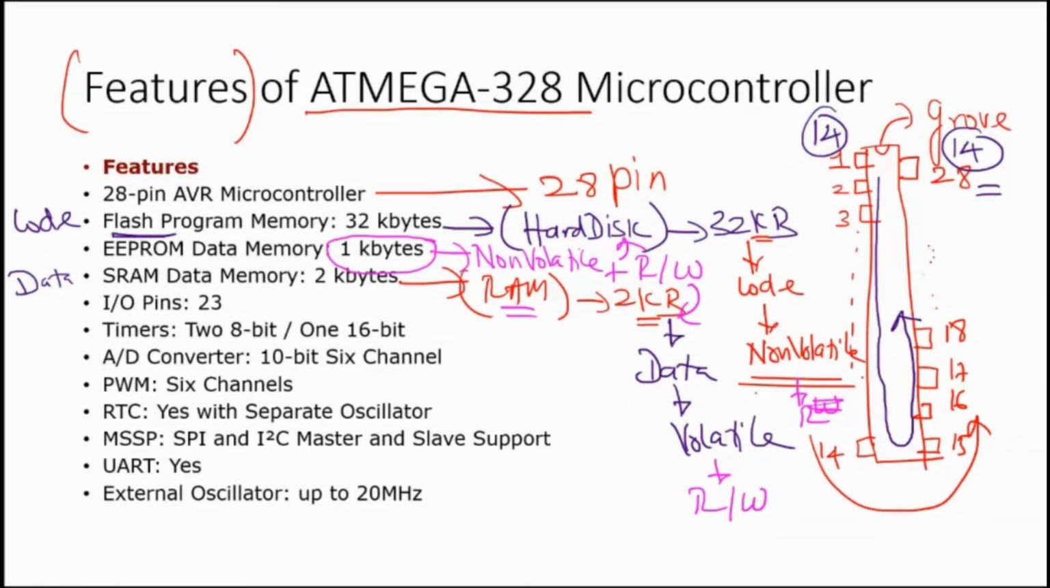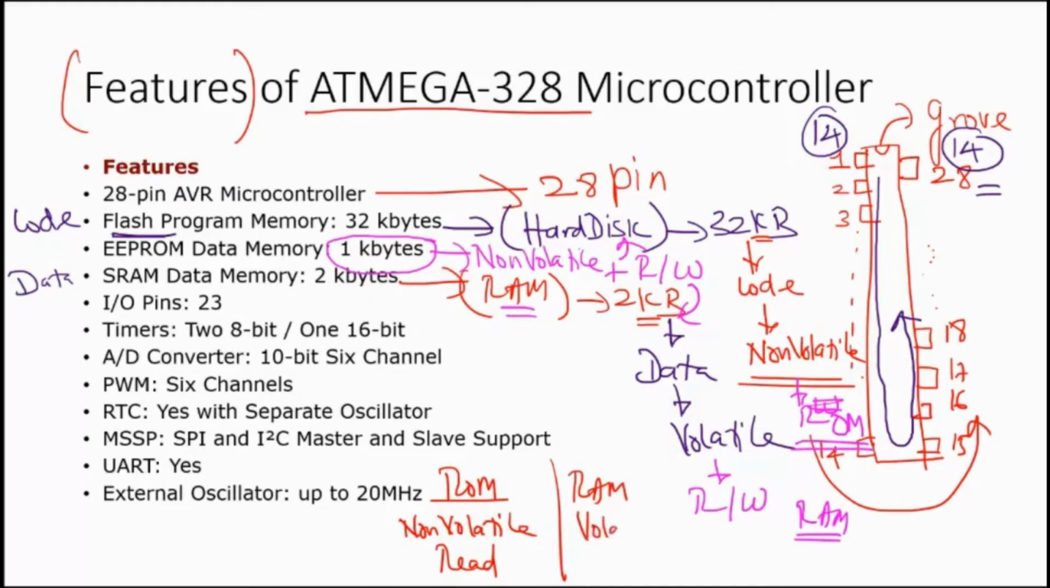That is why it is called read-only memory, ROM. This is called RAM or random access memory because you can both read as well as write. So it takes the advantages of both versions of memory. I'll clearly write it here for your understanding. ROM is non-volatile, but you can only read values from it. RAM is volatile, but you can read as well as write into this device.